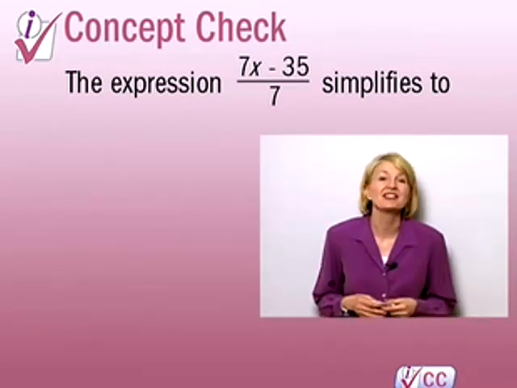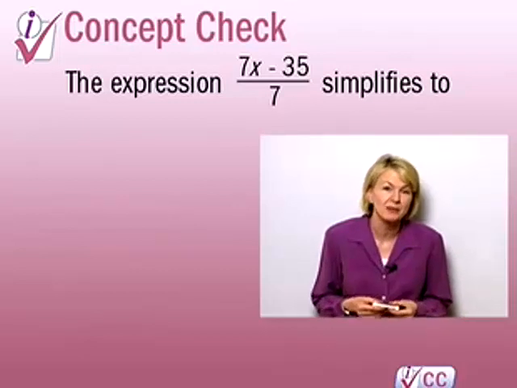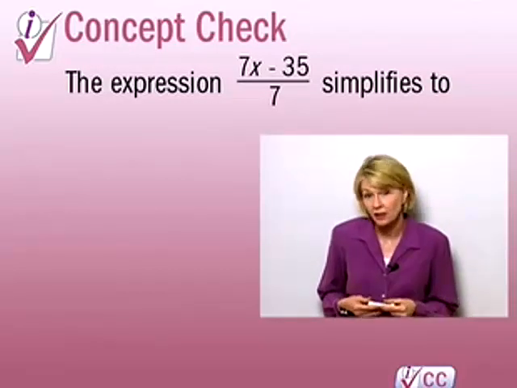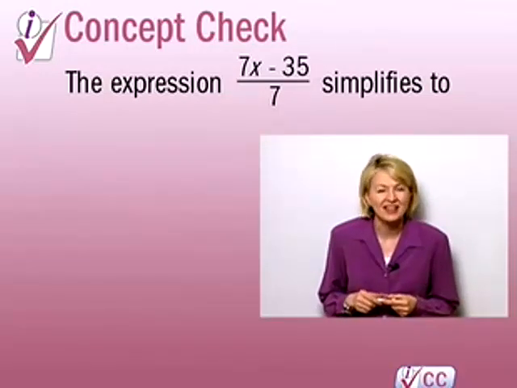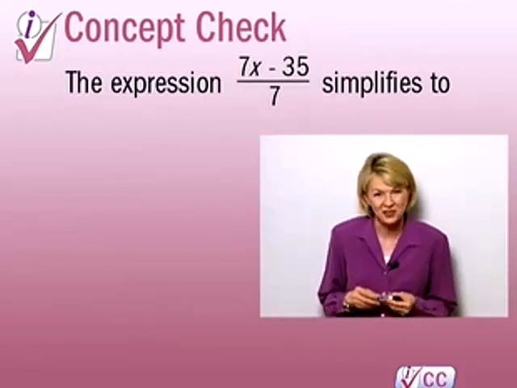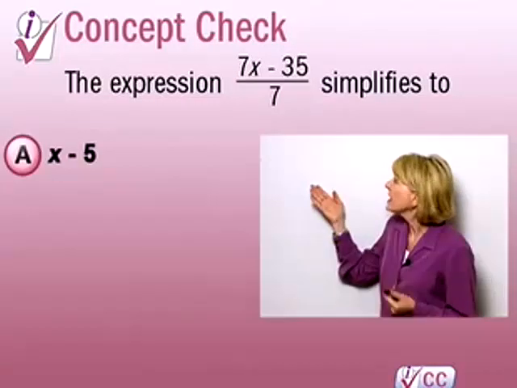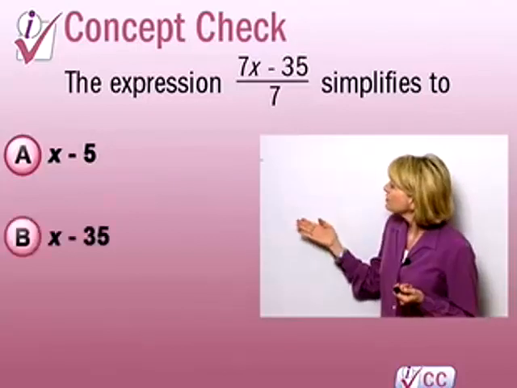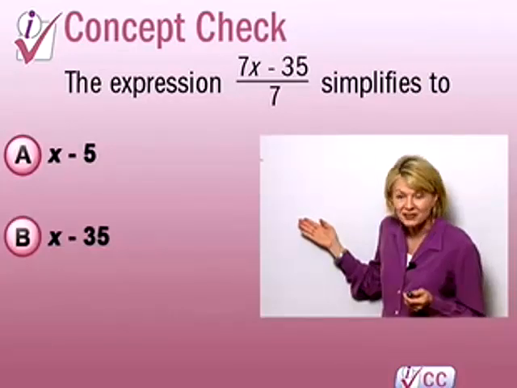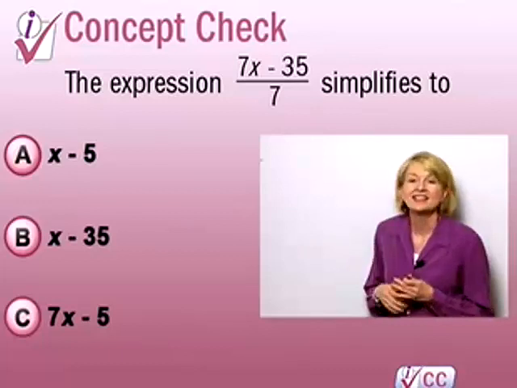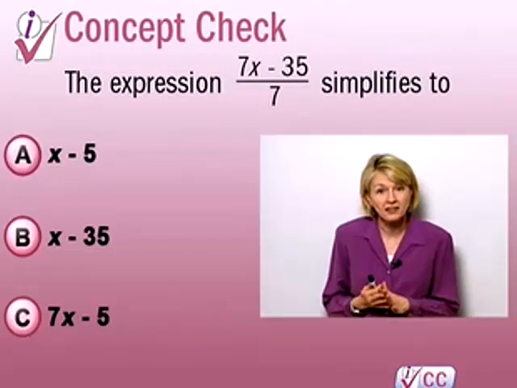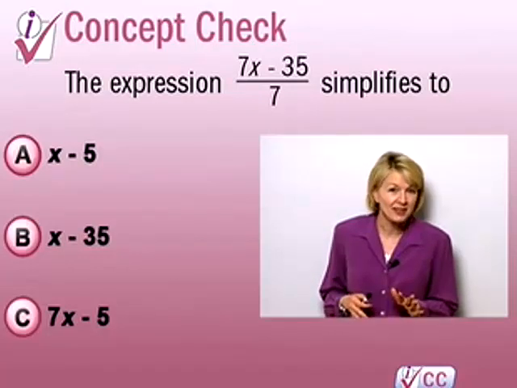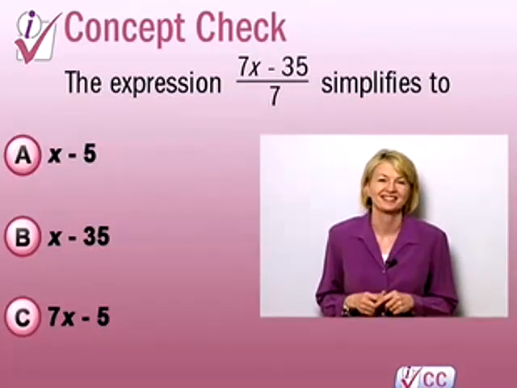Let's now check our understanding of simplifying rational expressions by answering the following question. The question is, the expression 7x minus 35 all over 7 simplifies to choice A, x minus 5, choice B, x minus 35, or choice C, 7x minus 5. If you need to, pause, work it out, take a moment, and then make your selection.